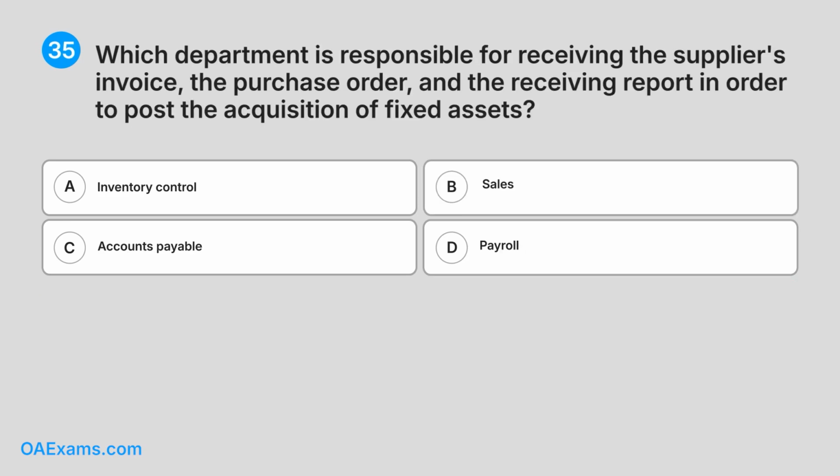35. Which department is responsible for receiving the supplier's invoice, the purchase order, and the receiving report in order to post the acquisition of fixed assets? A. Inventory control. B. Sales. C. Accounts payable. D. Payroll. What do you think is the answer?